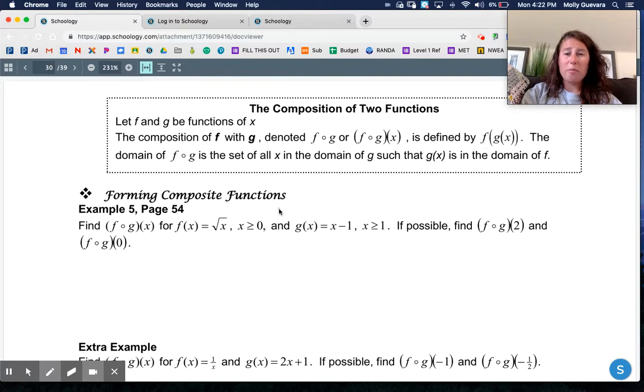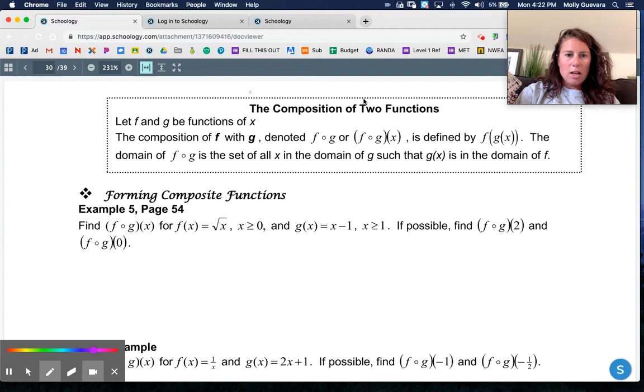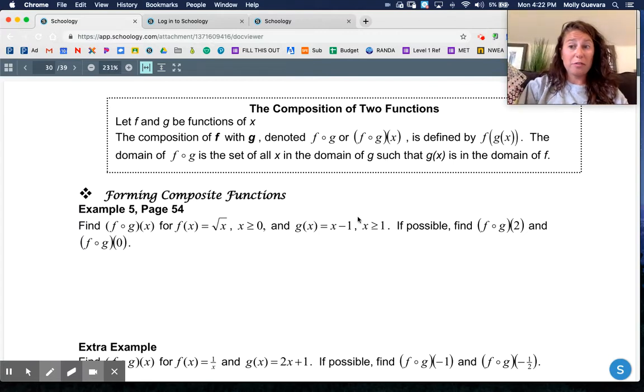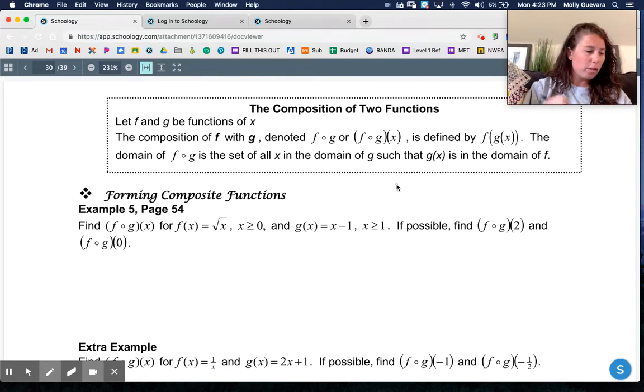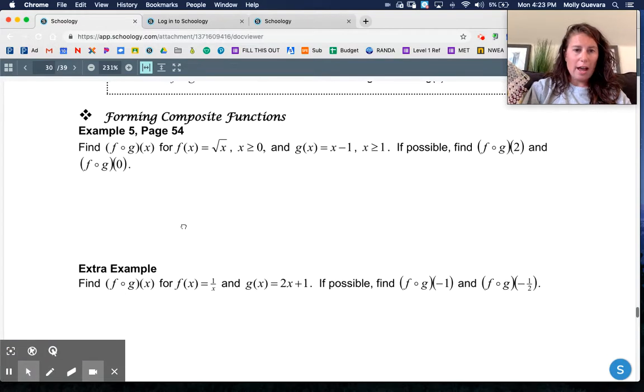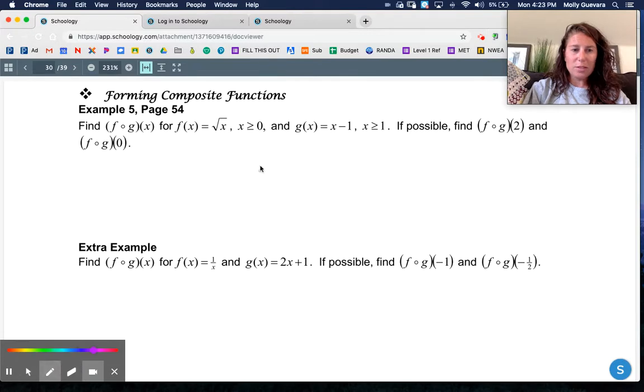Okay, and then the domain. The domain of f with g: we have to look first at any numbers that work for g, so whichever one is on the inside. So we have to look at this domain first, g of x. Any values that work in g of x that also will work in f will be part of our domain. And so hopefully as we look at it, it'll make a little bit more sense. But let's just look at example 5 here and see what we can come up with.